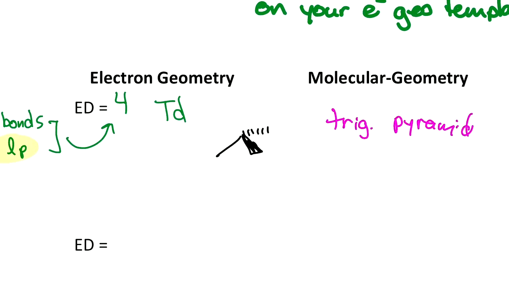Because that lone pair is still there, we just can't see it. So if we include the lone pair, everything's a tetrahedron. But then we literally cover up where that lone pair is and we ask ourselves what shape's left over. That is a trigonal pyramid. Okay, so let's keep going.